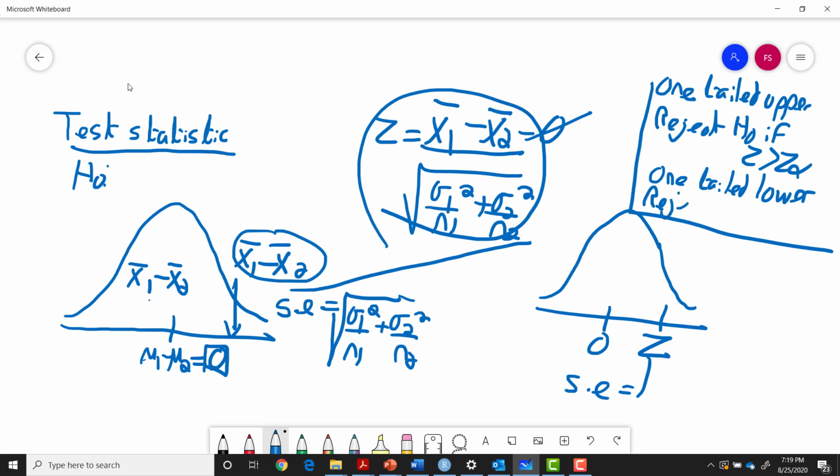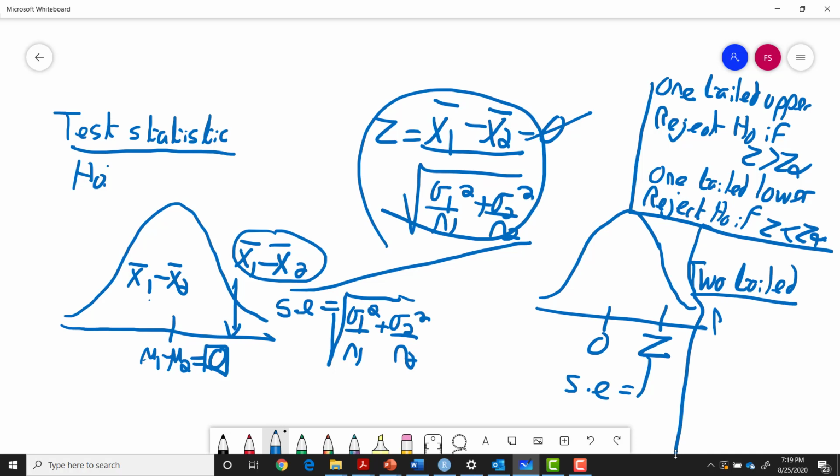Reject H0 if z is less than negative z alpha, and the two-tailed. So once we have the z statistic, our test is no different than before. Reject H0 if the absolute value of z is greater than z alpha over 2. So again, all we're doing is exactly as we did with the one sample case.